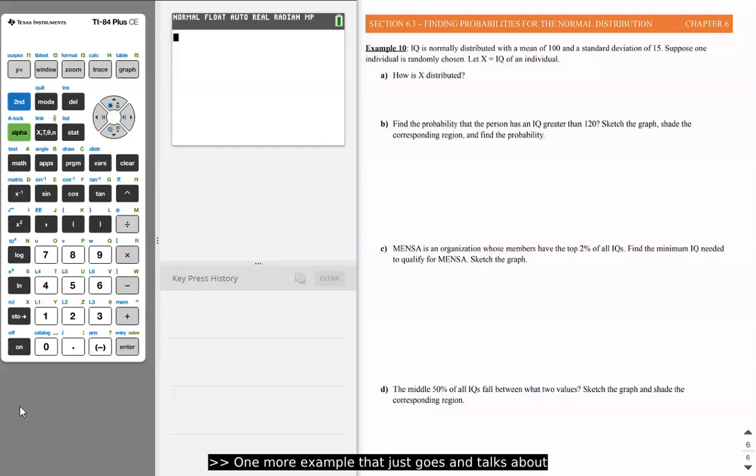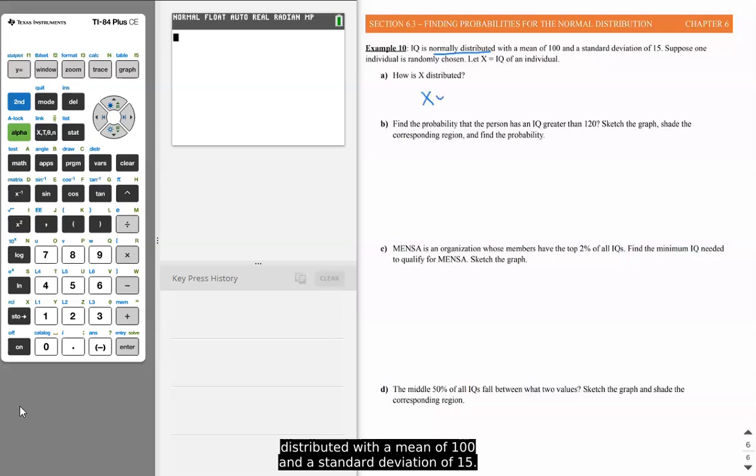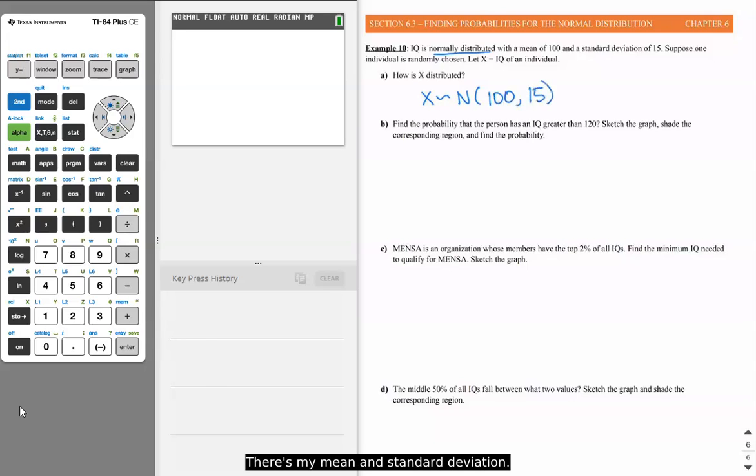So we have one more example that just goes and talks about how we find the probabilities and our x values for our normal distribution. Example 10 says IQ is normally distributed with a mean of 100 and a standard deviation of 15. Suppose one individual is randomly chosen. Let x equal the IQ of an individual. How is x distributed? X is normally distributed with a mean of 100 and a standard deviation of 15. So there's my mean, standard deviation.